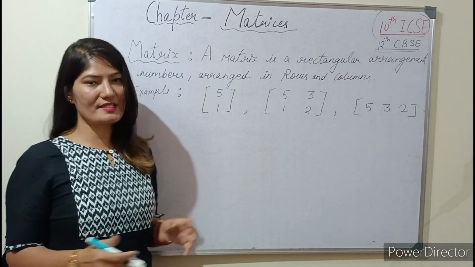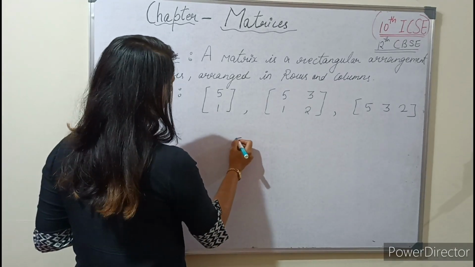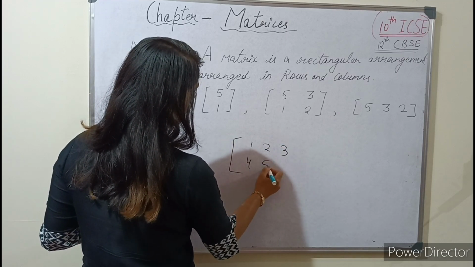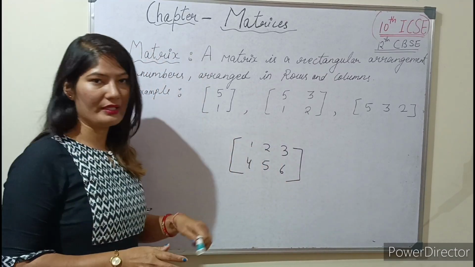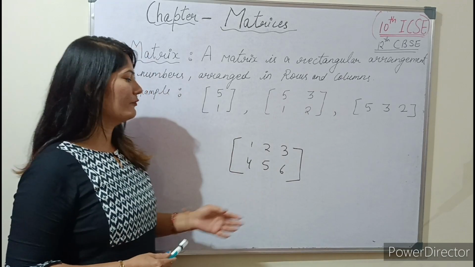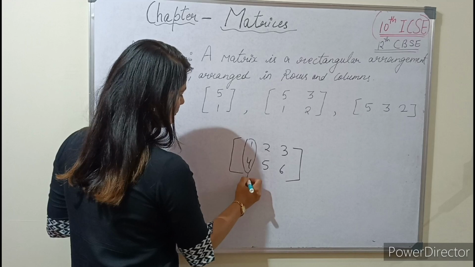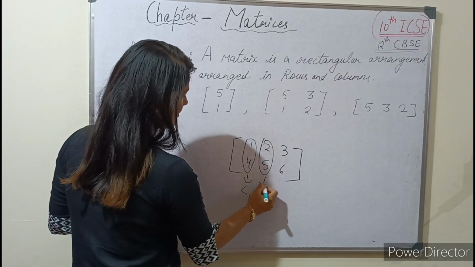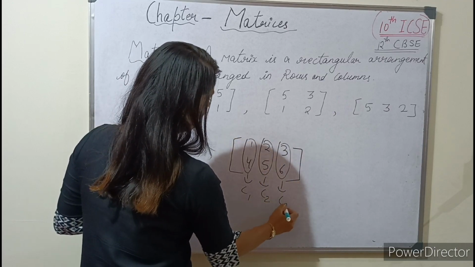So now we will discuss about the number of rows and number of columns. So here if I give one more example of matrix, suppose 1, 2, 3, 4, 5 and 6. So here this is another matrix now. So in this case we have to find the number of row and number of column. So always remember that these vertical lines are always known as columns. This is the second column and this one is the third column.